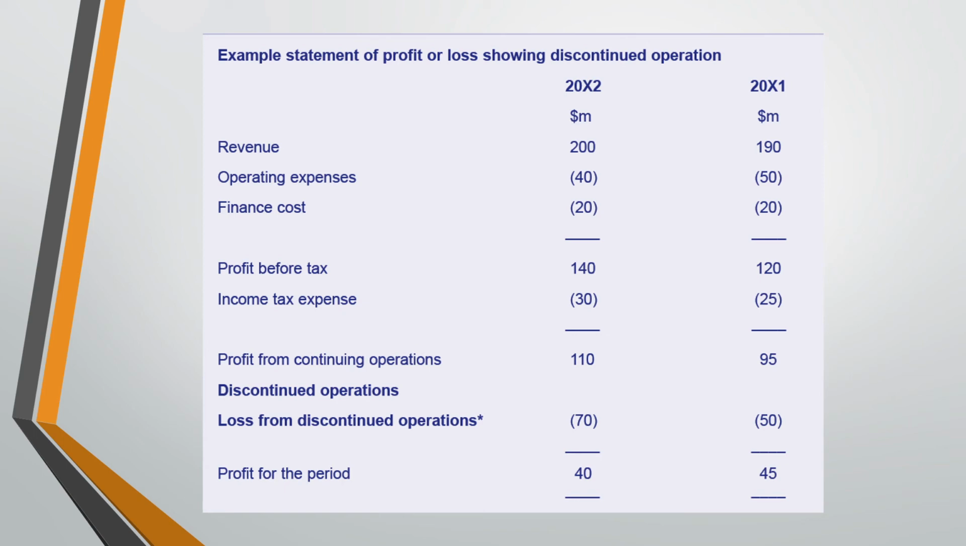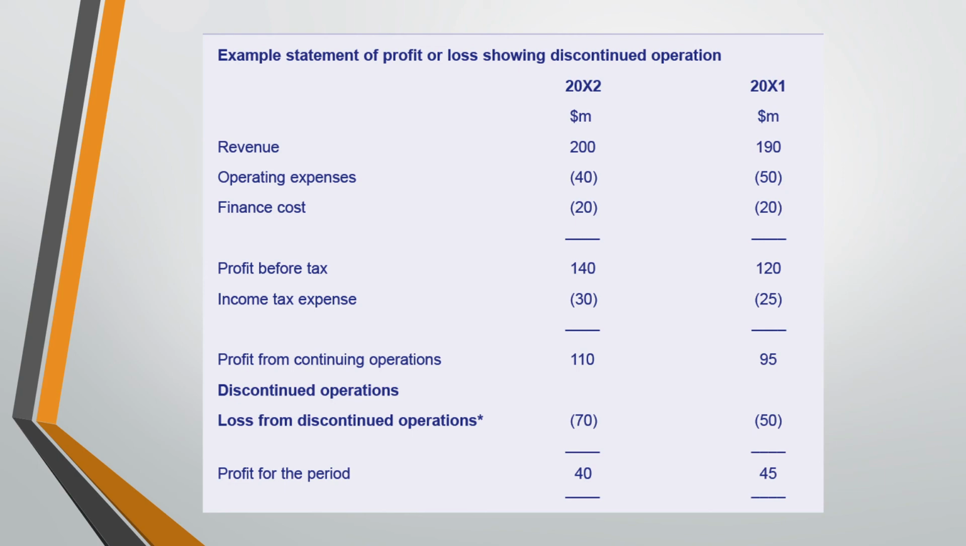IFRS 5 has nothing more, only that line you have to show, because anyway in your statement of financial position you will not show that asset anymore because it's a non-current asset held for sale, so it will be sold, it will be de-recognized, it will not be shown there anymore. But in your statement of profit and loss, yes, it will be shown. The losses from that discontinued operation need to be written right below the profit from continuing operations.